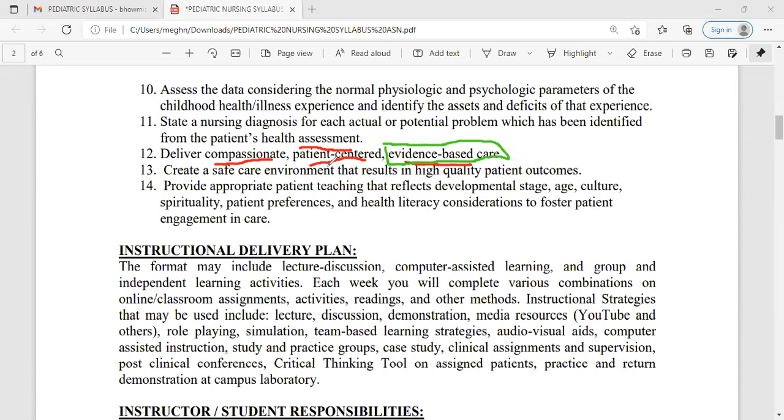So when we give services, we will follow some ethics: autonomy, battery, right? We should follow fidelity, and provide appropriate patient teaching. So communication is important.